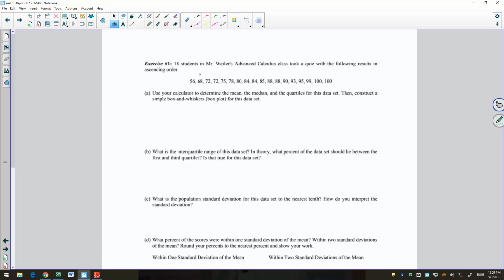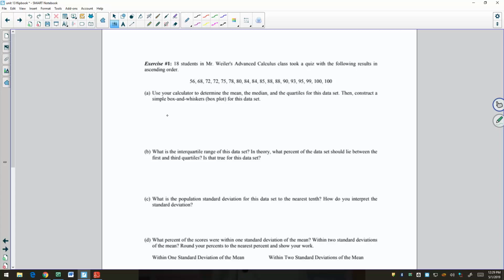Now, we're just going to go through an exercise, and that's pretty much it for this Lesson 2. So in Exercise 1, they're talking about 18 quiz grades in an advanced calc class. So here are the quiz grades themselves, and we're going to use that data to answer these questions. So in part A, they want the mean, the median, and the quartiles, and then to construct a box and whisker plot.